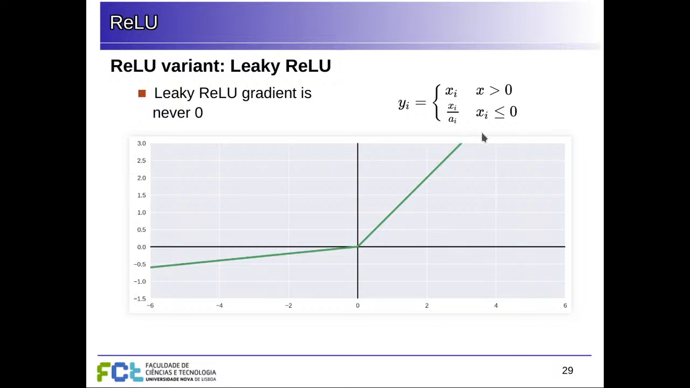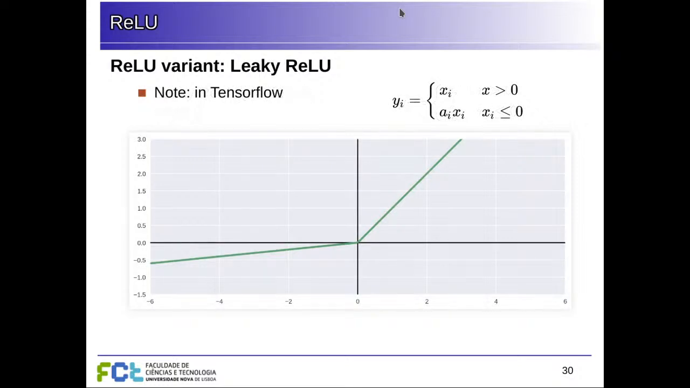Note, by the way, that this is how it's described in the original paper and sometimes in the literature. But when we use the leaky ReLU in TensorFlow, this is actually a value that we multiply by the input. So you should use a value that is smaller than 1.